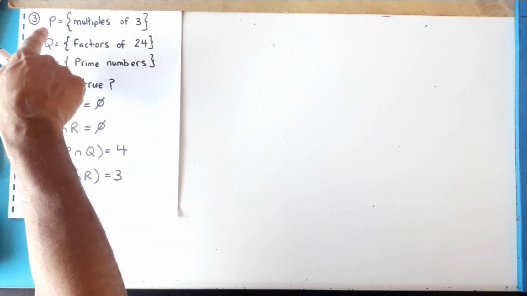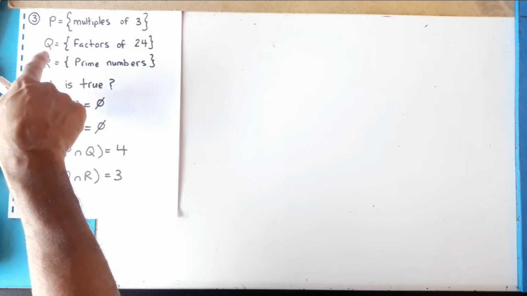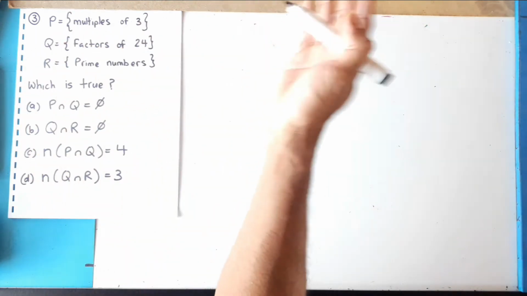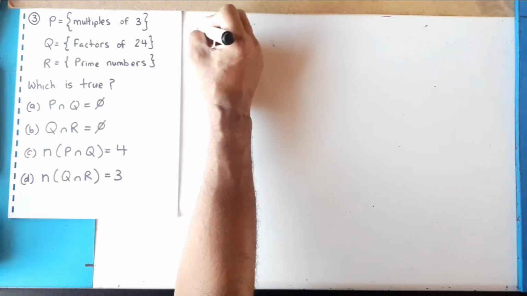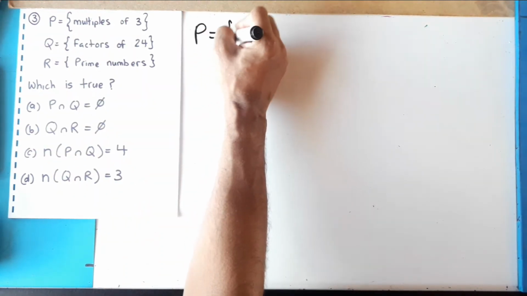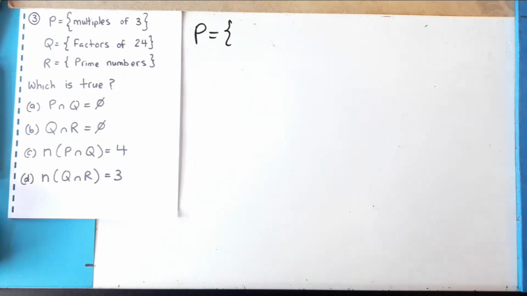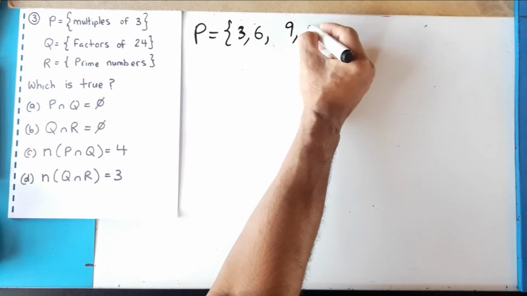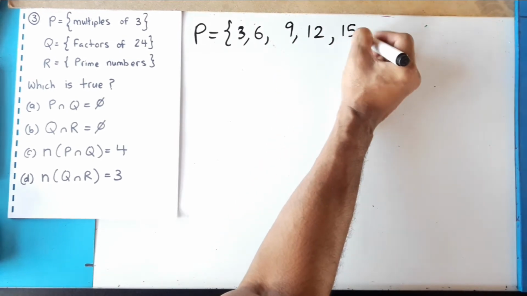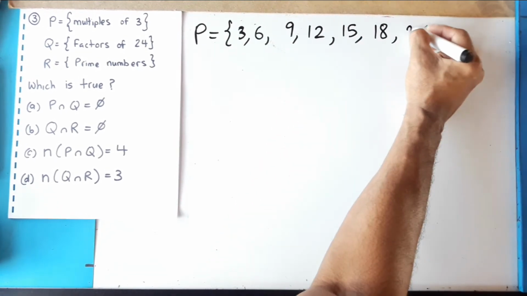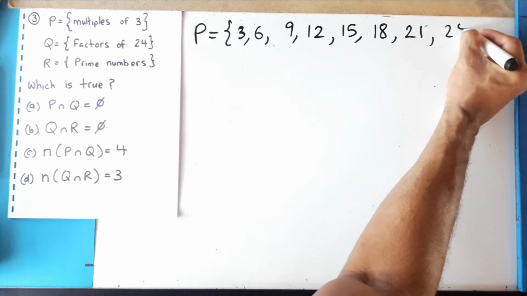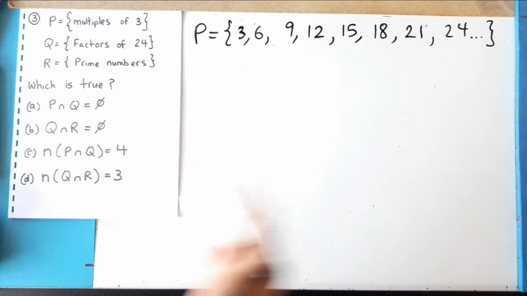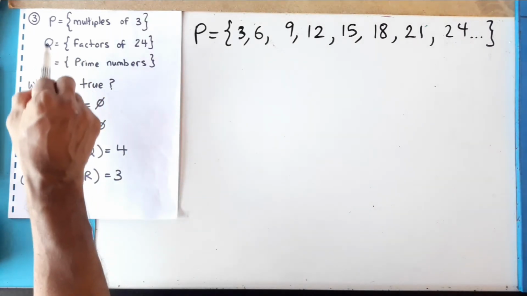Let's try to find the set P, multiples of 3. Now this has multiples of 3, so this kind of goes on forever. So after a while, we'll need to stop at a certain point. So let's find P, multiples of 3. What are the multiples of 3? 3, 6, 9, 12, 15, 18, 21, 24. Now I'm going to stop now. There are more. This could go on and on. After that one would be 27. But I'm stopping at 24 because I'm reading Q.